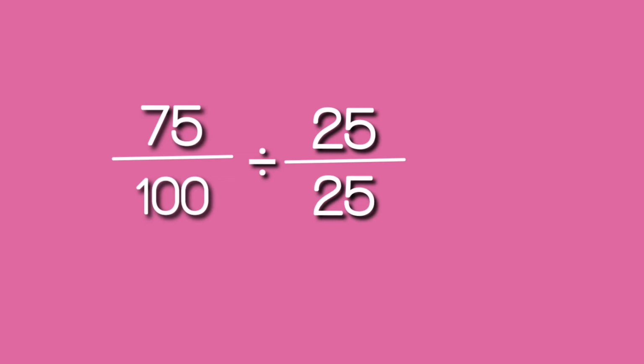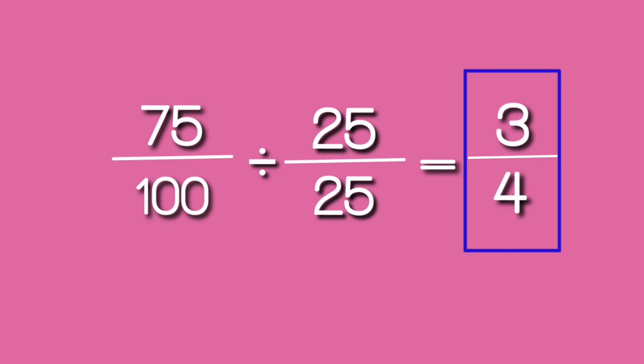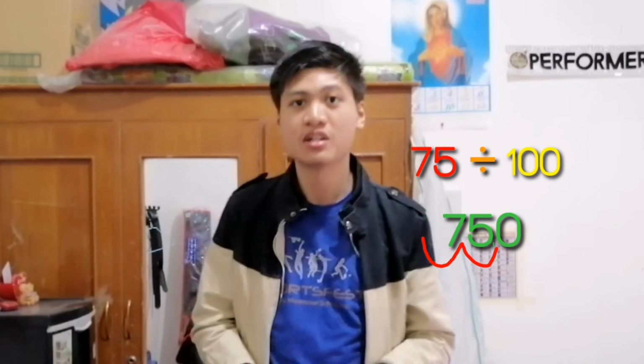Now, 75 divided by 25 will give an answer of 3, and 100 divided by 25 will give an answer of 4. And there you have it, 3/4. Your percentage was converted into a fraction directly. How about percentage into a decimal? You can actually do that also. All you have to do is divide your percentage by 100, also removing its percentage sign. Or you can move 2 decimal places to the left, and you're going to have an answer of 0.75. And there you have it.